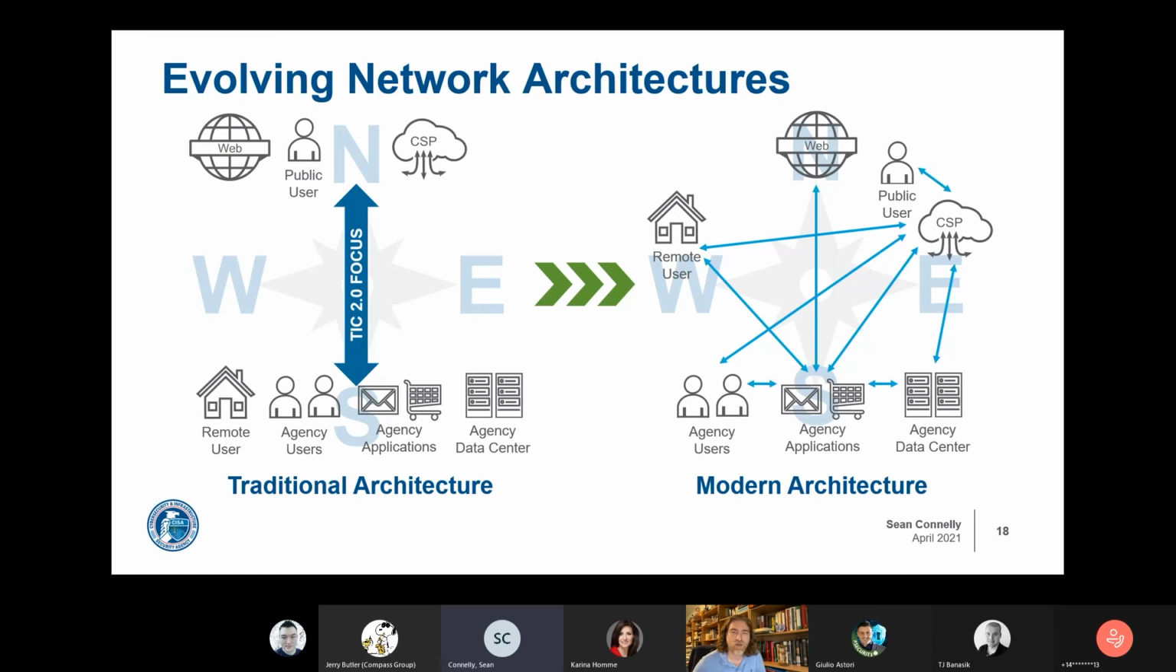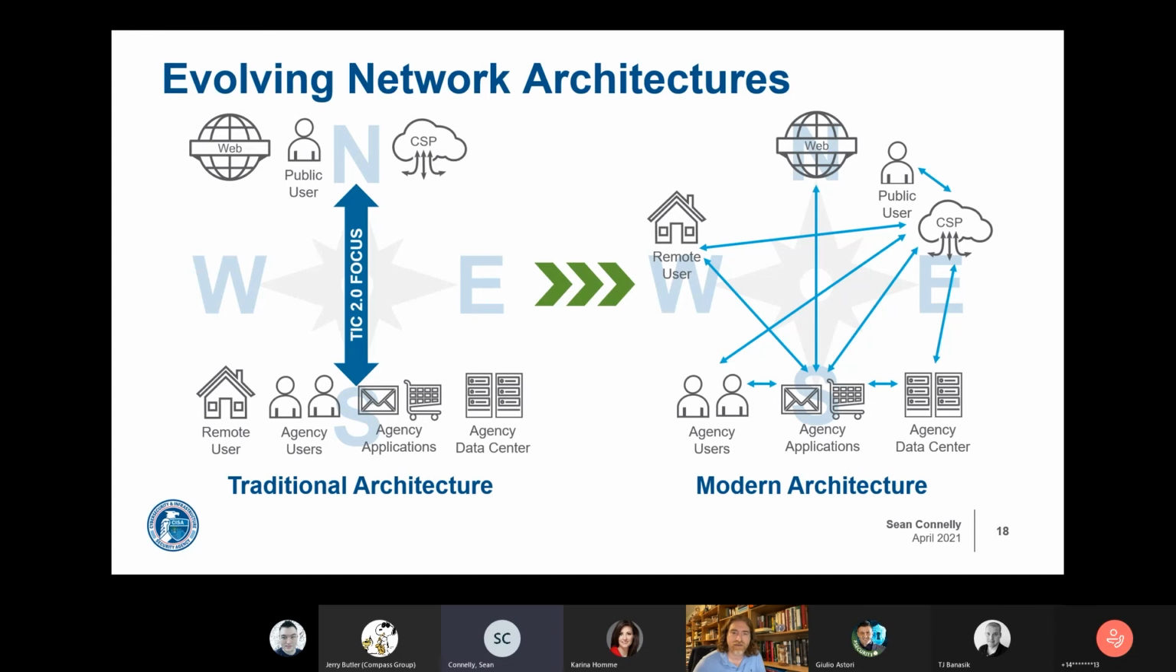On the left side, we show the traditional traffic flows in the TIC 2 architecture. All the trusted resources are on the bottom of that diagram: remote user, agency users, agency applications, agency data center. The traffic between each of those resources at the south end of the diagram, what's been called the east-west traffic, has traditionally been outside the scope of the TIC program.